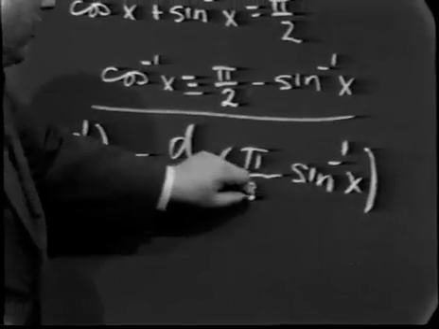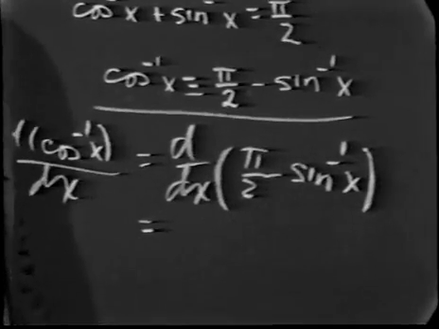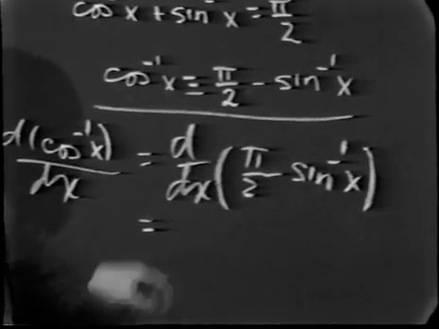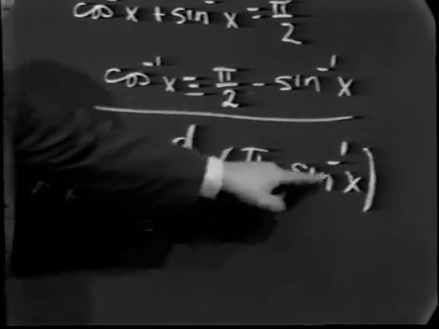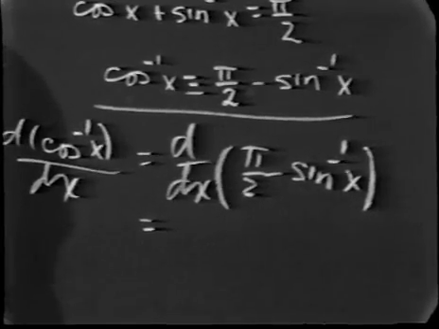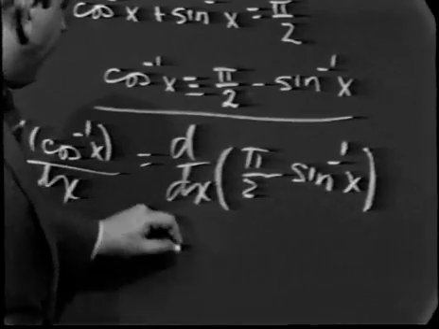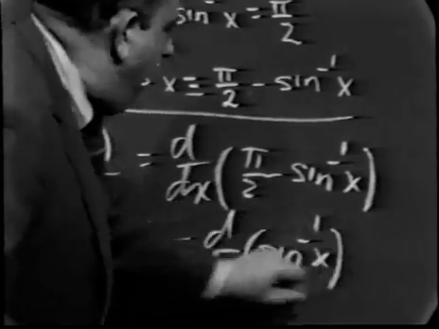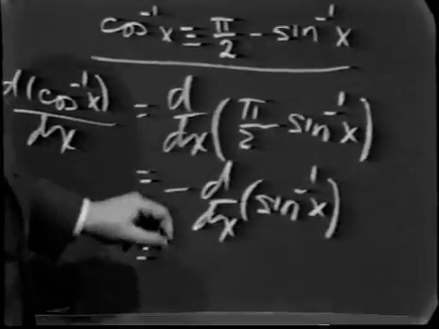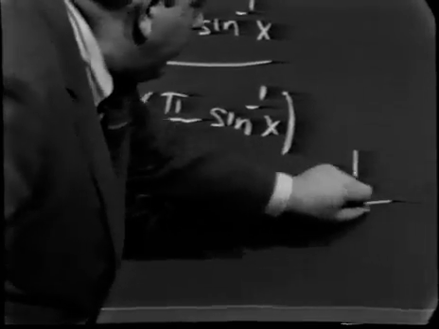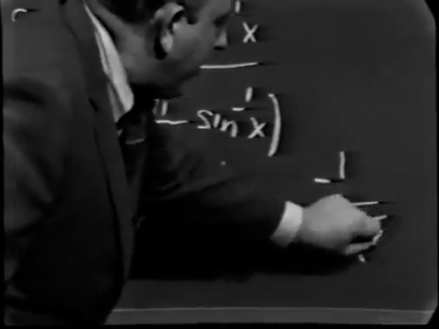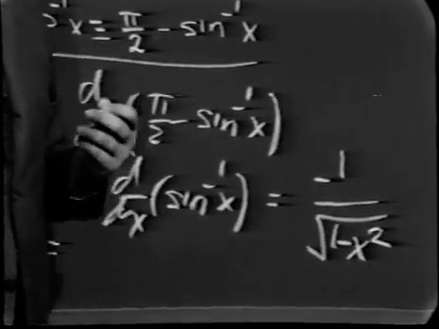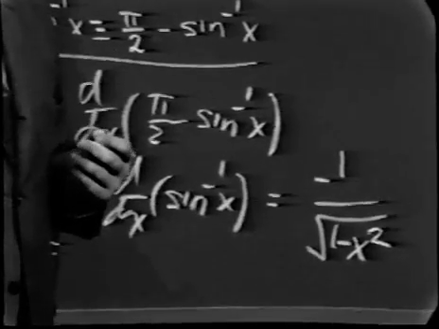Okay? But this is the derivative of a difference. And a derivative of a difference is the difference of the derivatives. And pi over 2 is a constant. So the derivative of pi over 2 is 0. I already know how to differentiate inverse sine of x. I've done that before. So I want minus that derivative. I want minus d/dx of inverse sine of x. And that in turn is just, I'll write it over here, minus 1 over the square root of 1 minus x squared. And again, another result, but obtained with a minimum of new knowledge.